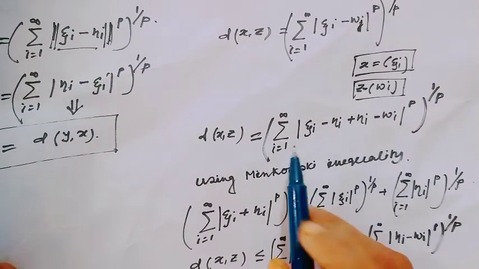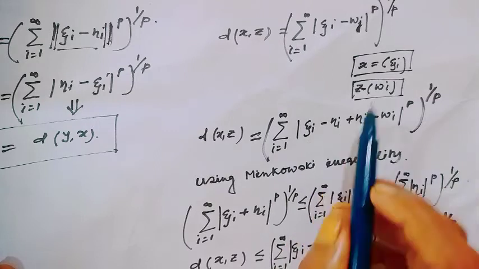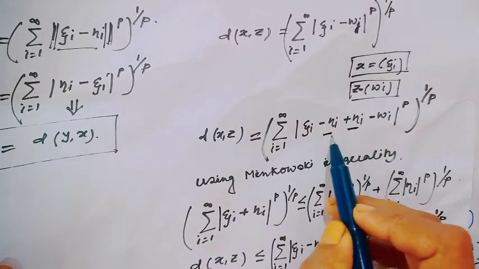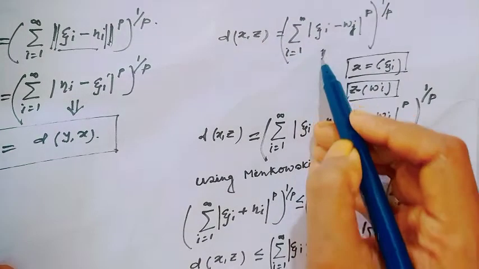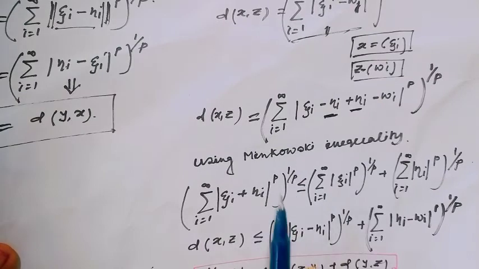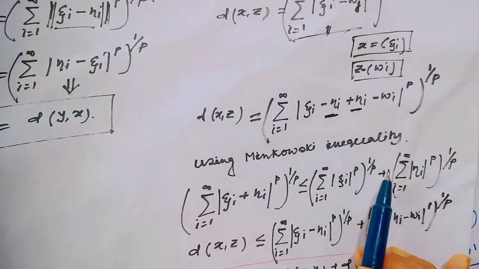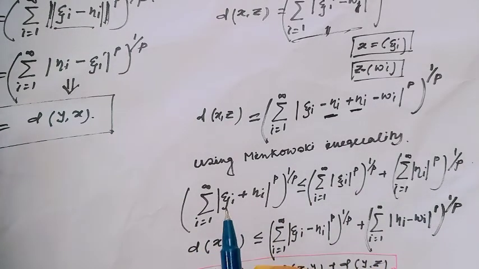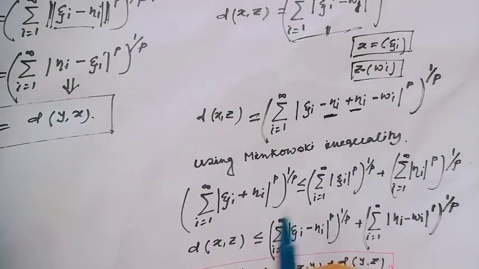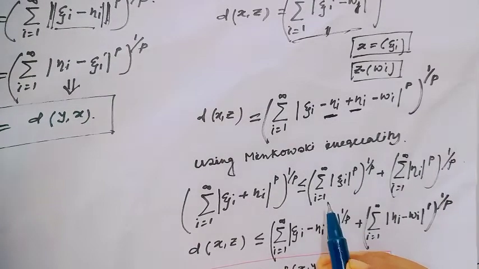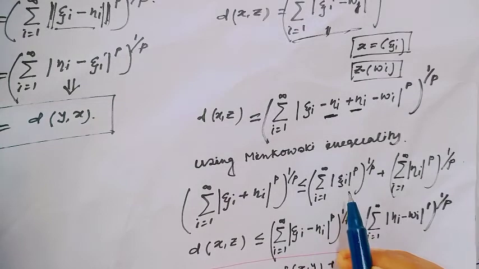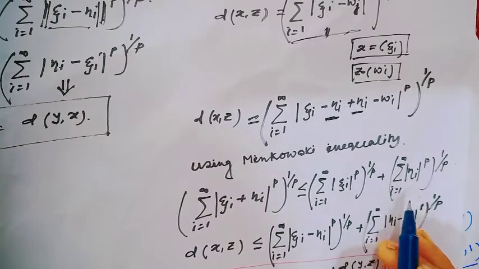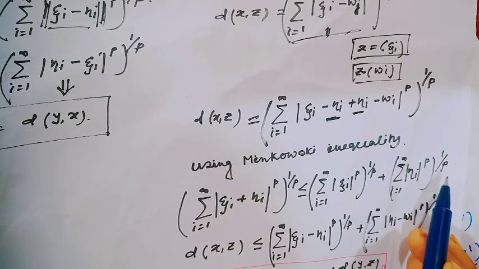Then obviously, similar to before, we can write this as xi_i plus eta_i, and subtract minus eta_i. We can write this expression. Now using Minkowski inequality, we can tell summation i equal to 1 to infinity of |xi_i plus eta_i| to the power p, whole to the power 1 over p, is less than or equal to summation i equal to 1 to infinity of |xi_i| to the power p, to the power 1 over p, plus summation i equal to 1 to infinity of |eta_i| to the power p, to the power 1 over p.